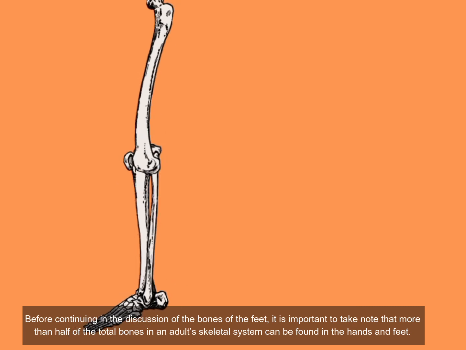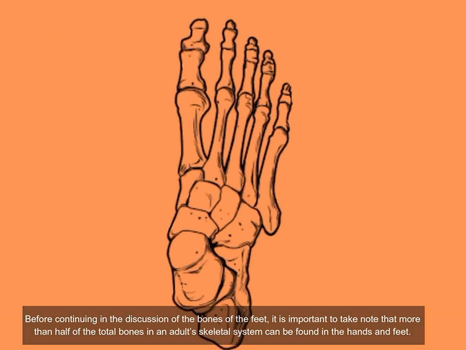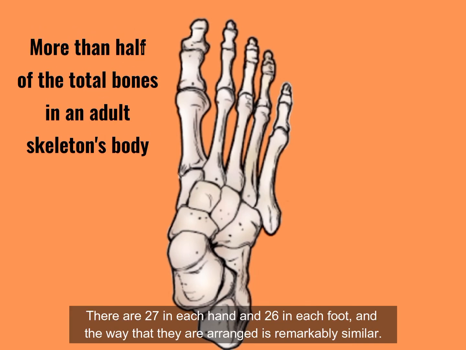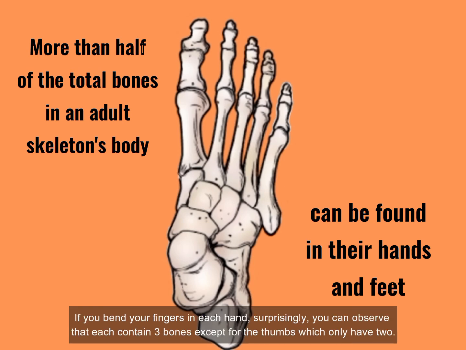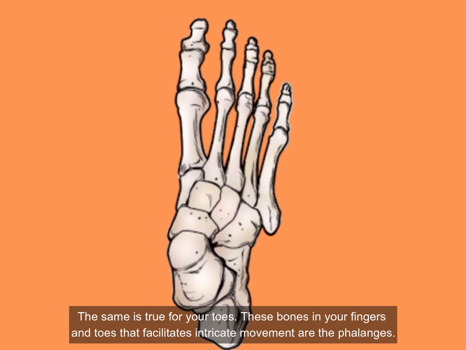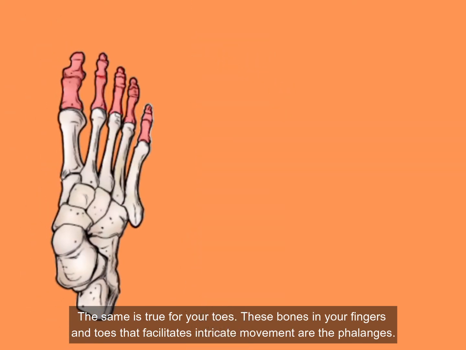Before continuing in the discussion of the bones of the feet, it is important to take note that more than half of the total bones in an adult skeletal system can be found in the hands and the feet. There are 27 in each hand and 26 in each foot, and the way they are arranged is remarkably similar. If you bend your fingers in each hand, surprisingly, you can observe that each contain 3 bones except for the thumbs which only have 2. The same is true for your toes. These bones in your fingers and toes that facilitate intricate movement are called the phalanges.